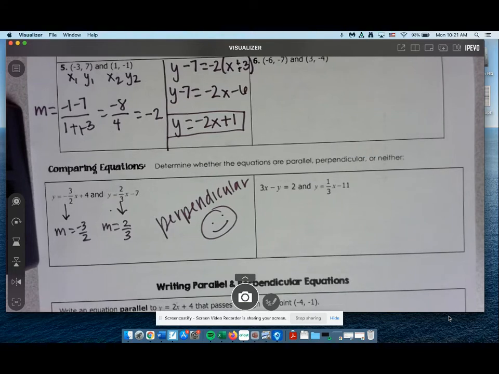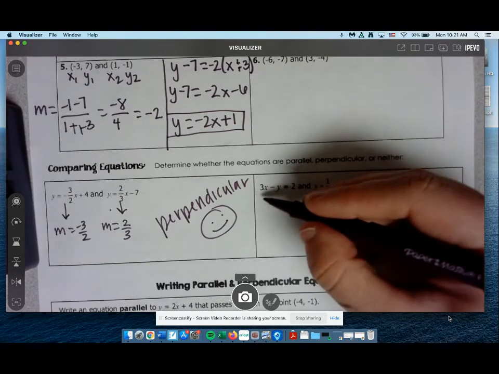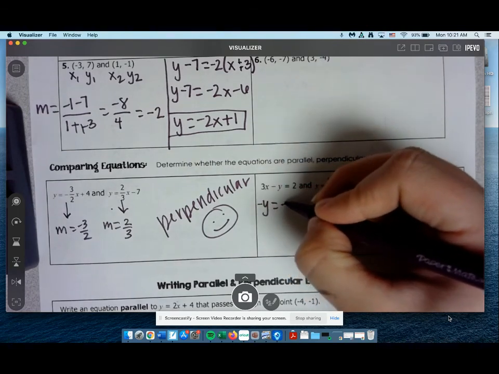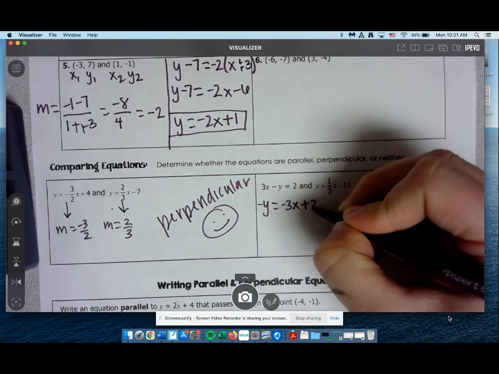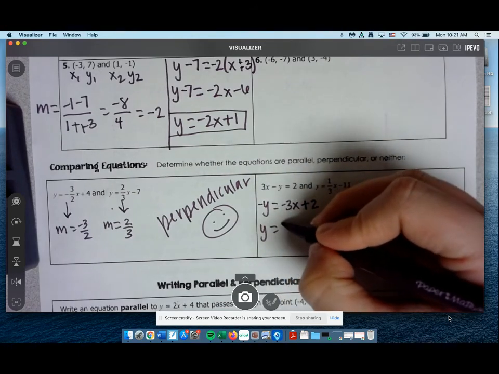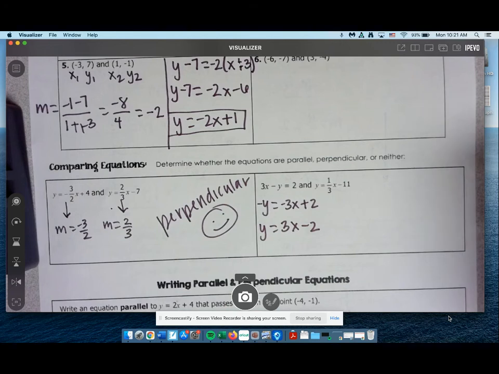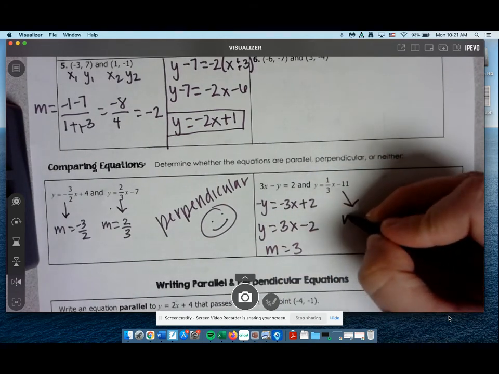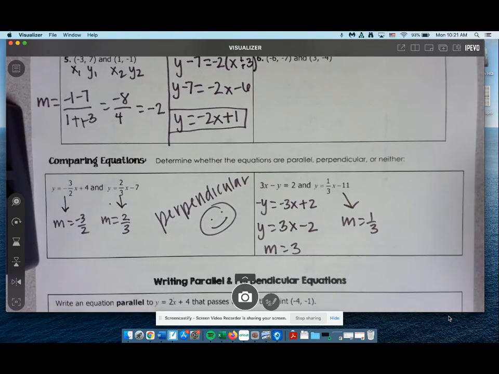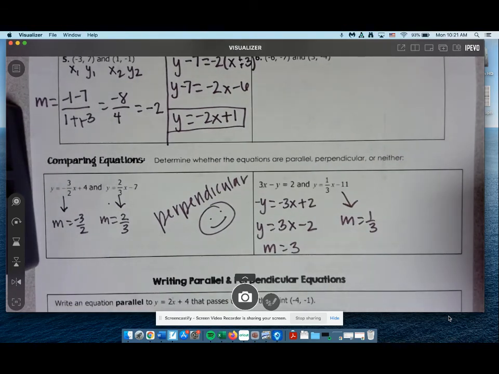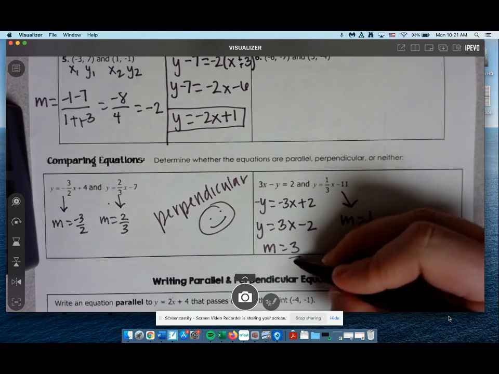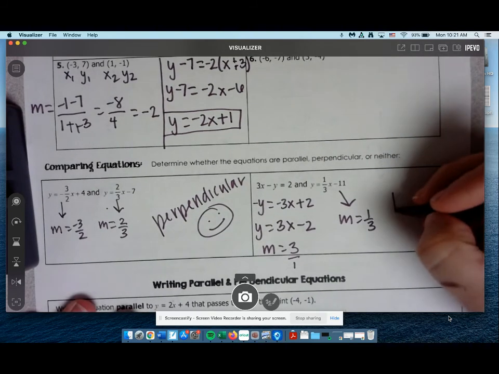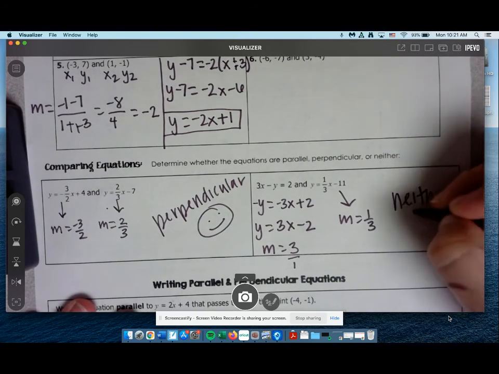This next one's not quite as straightforward because I don't have this in slope-intercept form, but we can easily get it there by getting y alone. So subtract over that 3x. Divide by negative 1. Okay, so our slope of this line is 3. The slope of this one is 1/3. If we look here, they are reciprocals, but they're both positive, so they're not opposite. So these would be neither.